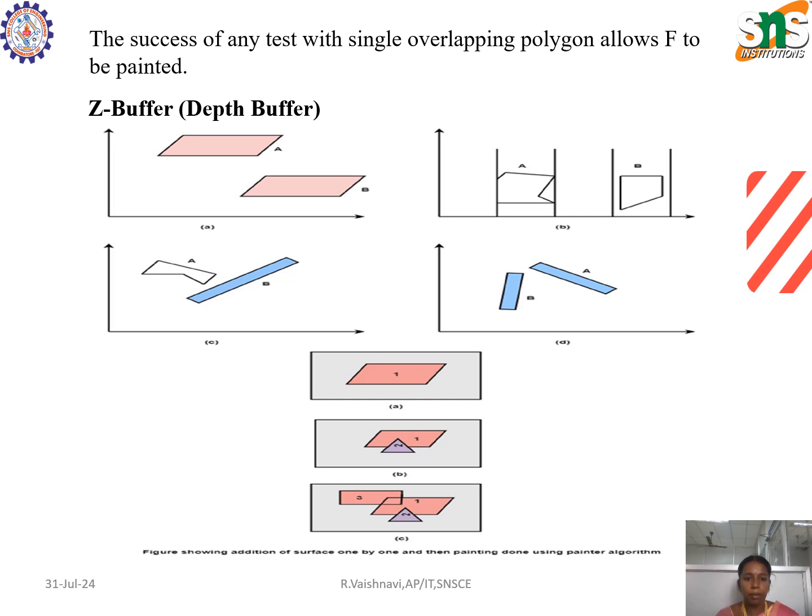Here we have the diagrammatic representation. Z buffer, that is depth buffer. Here that is A image, and this is the B and the C followed by the D. And the last step is here.